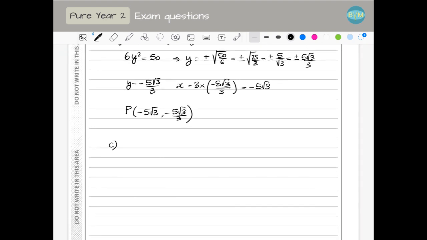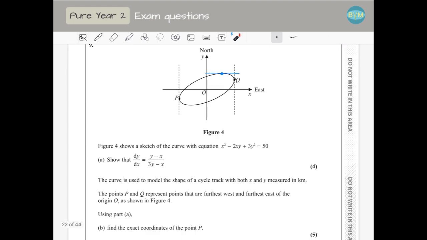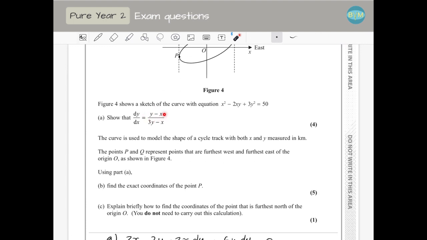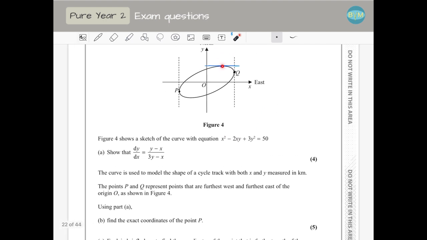So for C, I'm going to make dy by dx equals 0, and to find the maximum, you will do the intersection. I don't know how much you want to explain, but it's just making the intersection of y equals x with your curve and choosing the point that has positive x and positive y. Yeah, and that's all with this question.